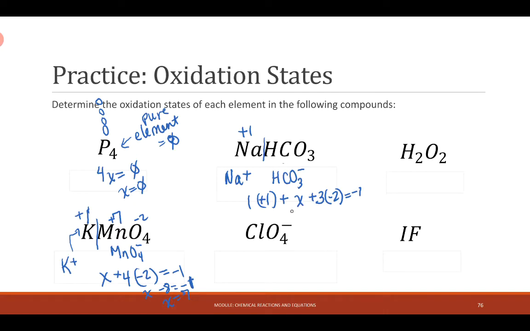And so that is 1 plus x minus 6 is equal to -1. x is equal to -1 plus 6 minus 1. And so that's x is equal to +4. I write a -1 there. That's a +1, and that's a -2.